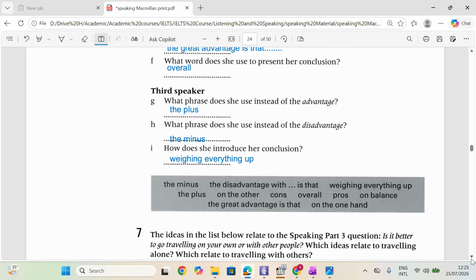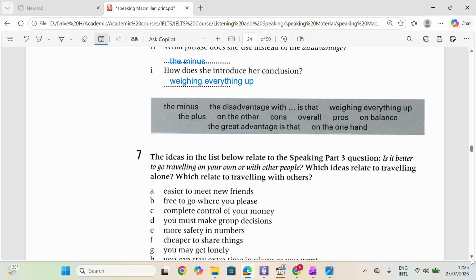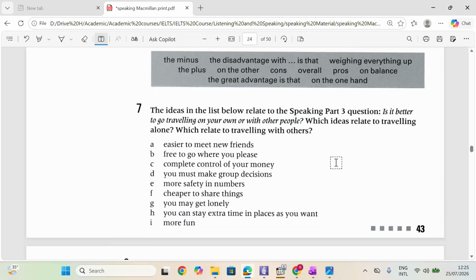something, to introduce or to give a conclusion or so on, or to express what we like and what we dislike. For exercise 7, that was part of your homework, but still we can do it here. We have a question here. Is it better to go traveling on your own or with other people? I need you to answer. Okay, Shah, what would you like to say?